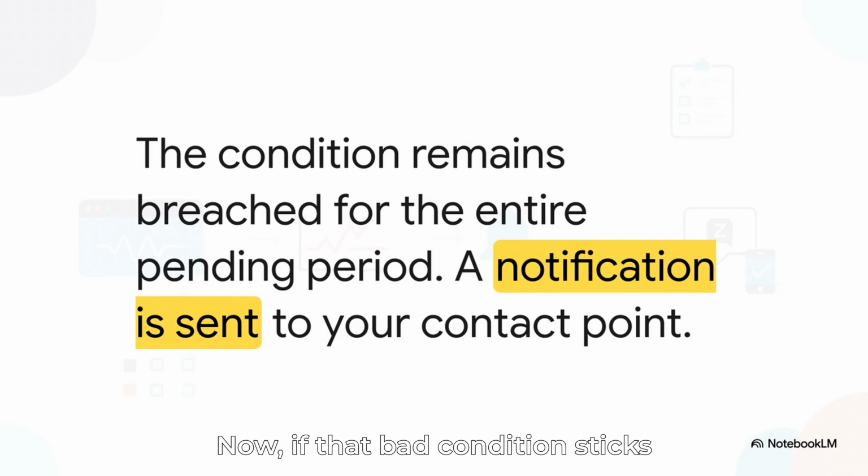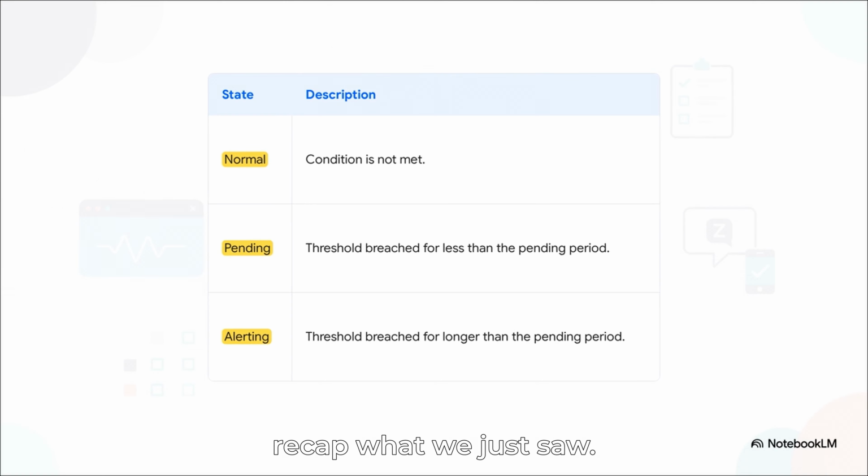Now, if that bad condition sticks around and doesn't resolve itself, once that pending period is over, the alert finally moves to the firing state. This is the moment the notification gets sent out to your Slack channel, to PagerDuty, wherever you told it to go. So let's just quickly recap what we just saw.